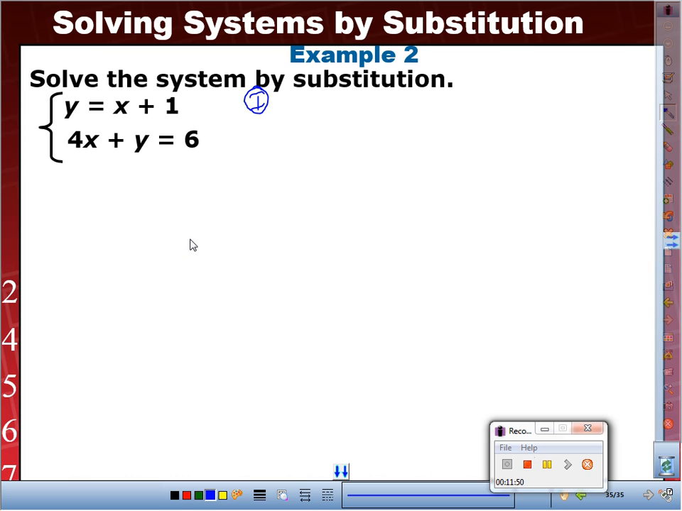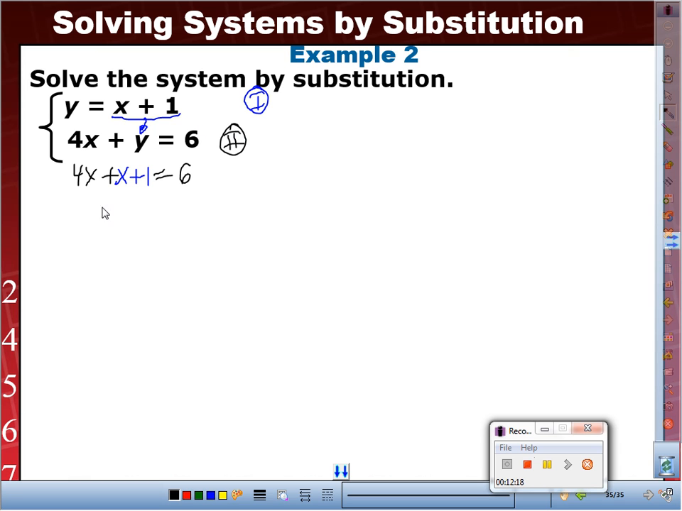Everybody see that? So, what is step 2? Substitute this one into the second one. So this one, they give us a value of y. What is y? x plus 1. So on the second one, instead of writing y, what do we write? x plus 1. Bring everything else down. 4x plus (x plus 1) equals 6. That was step 2.